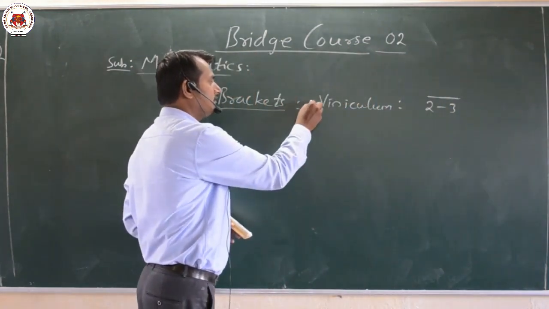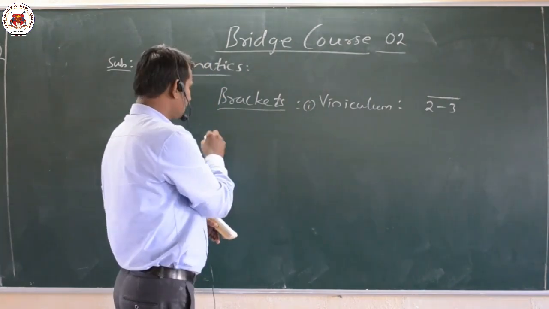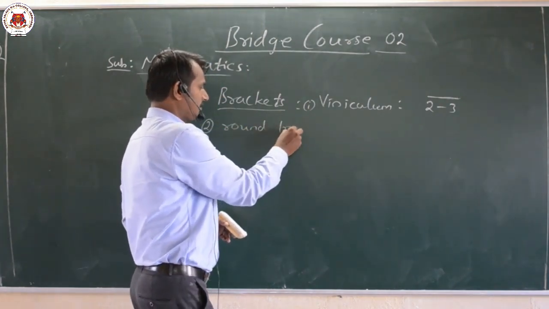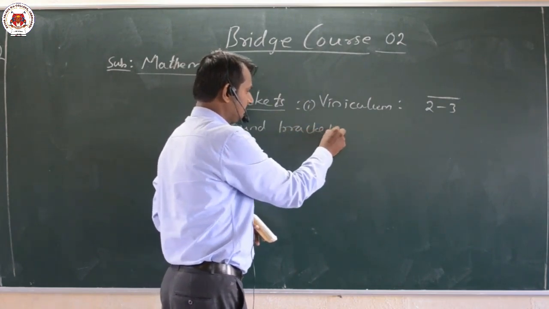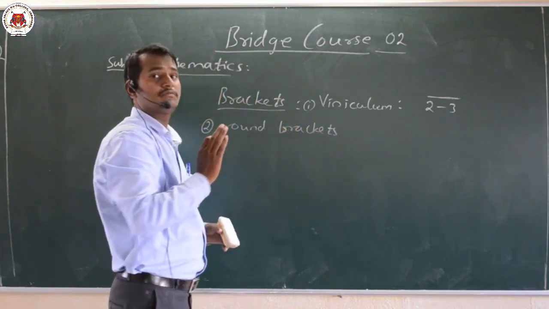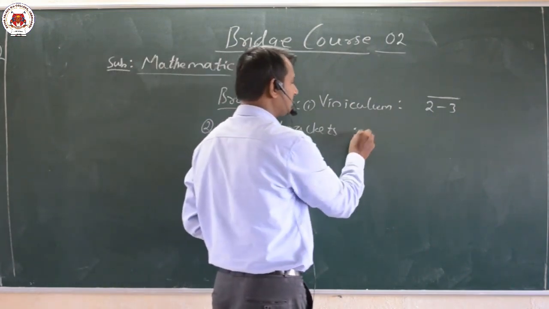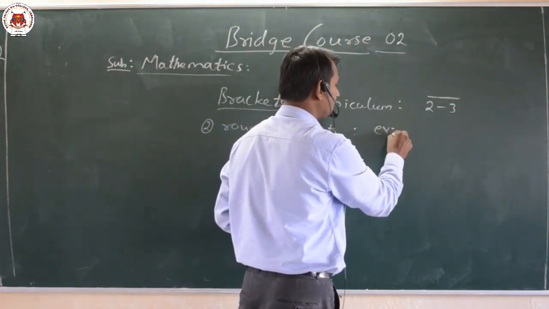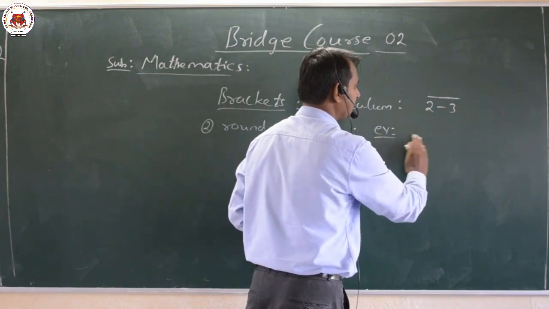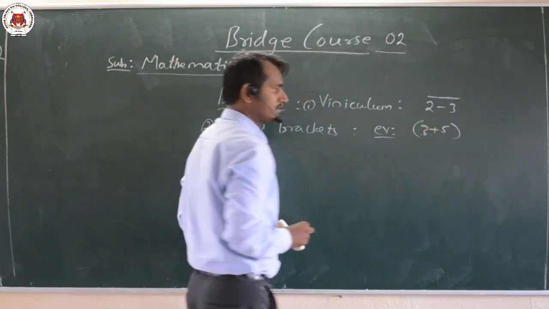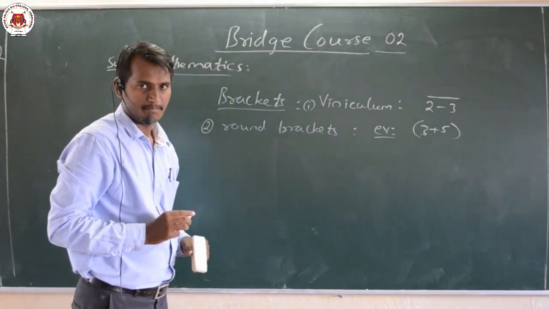The second one is the round brackets. These round brackets are also known as parentheses. For example, 3 plus 5 written in round brackets.